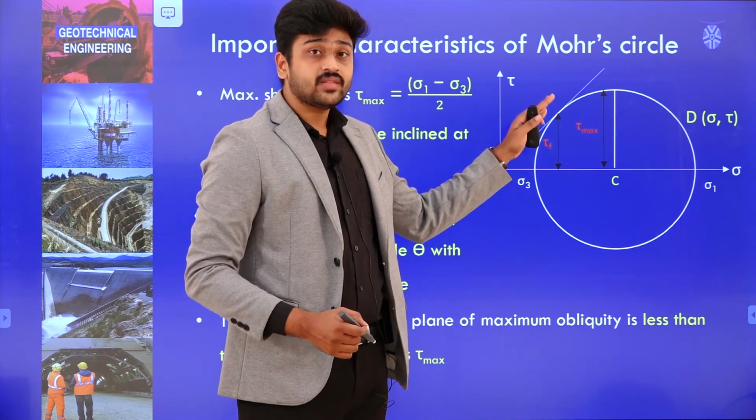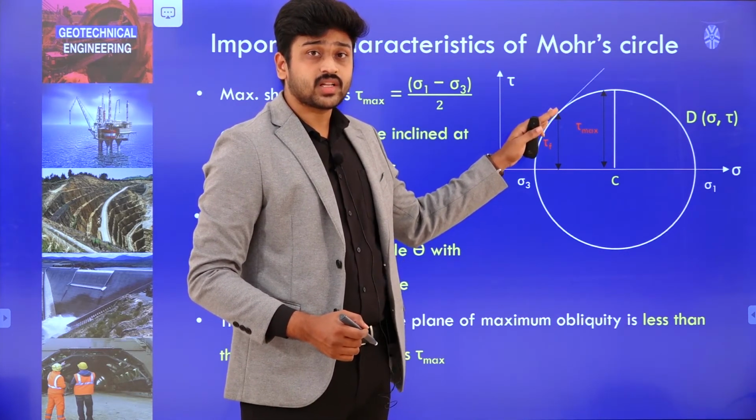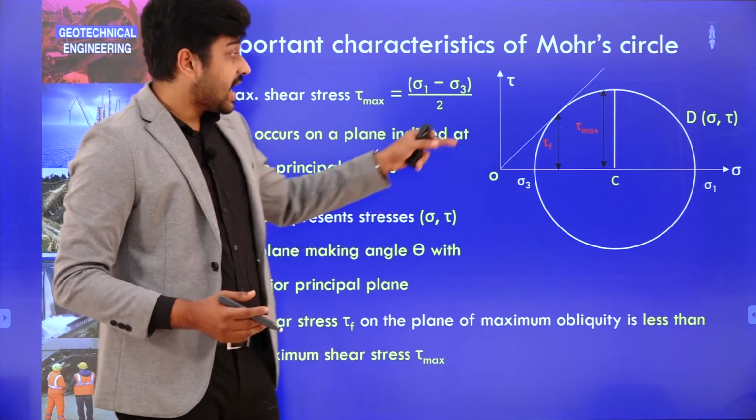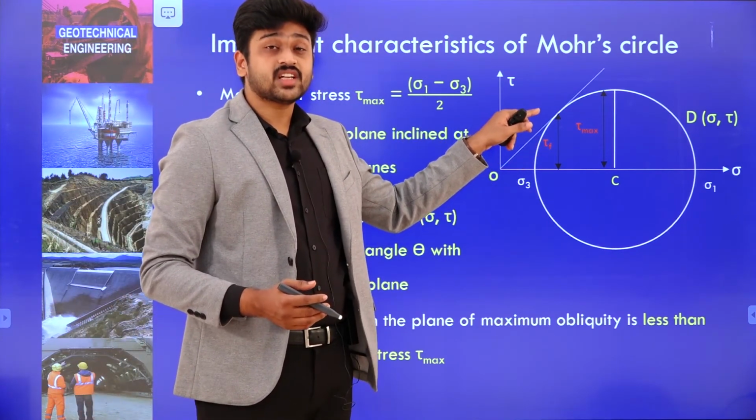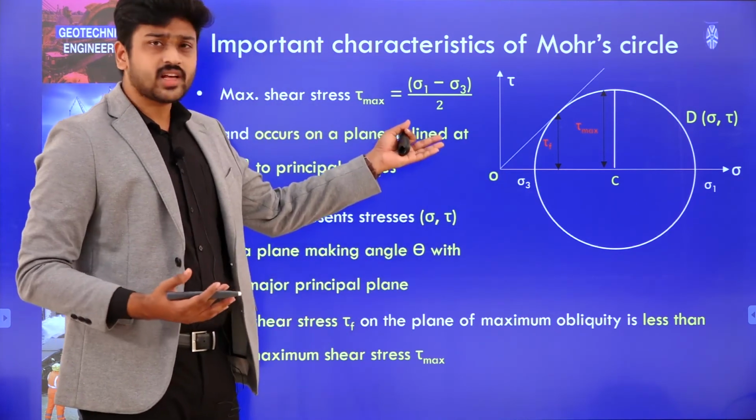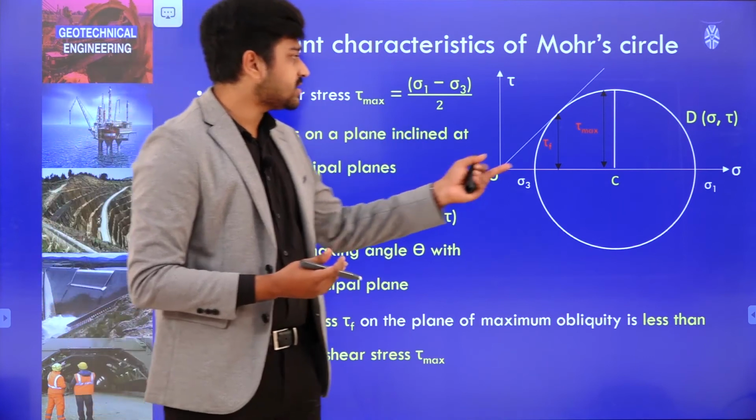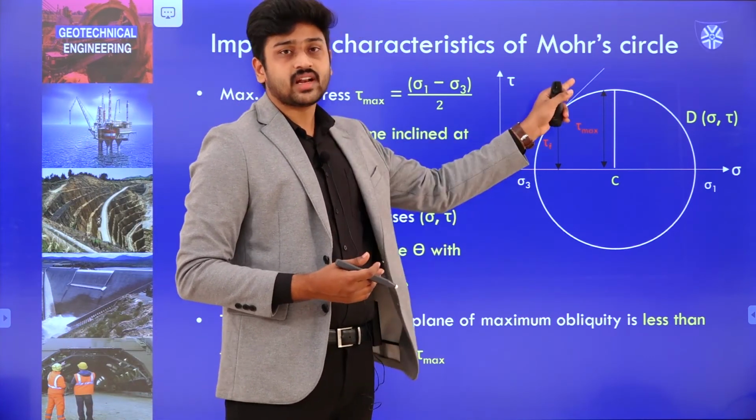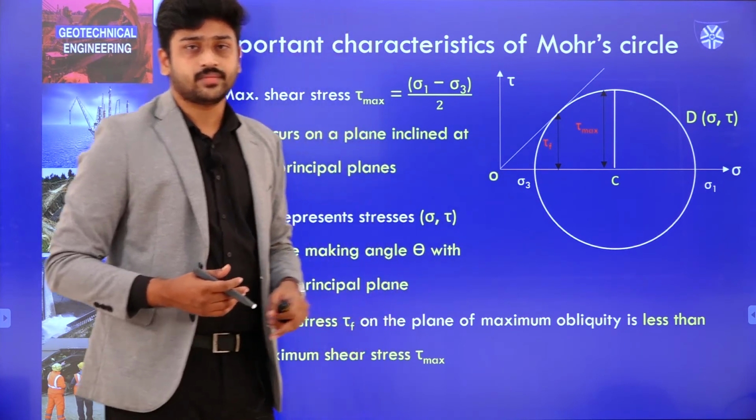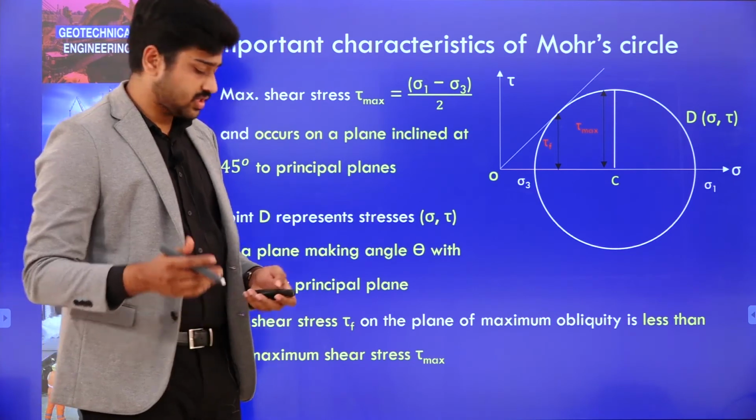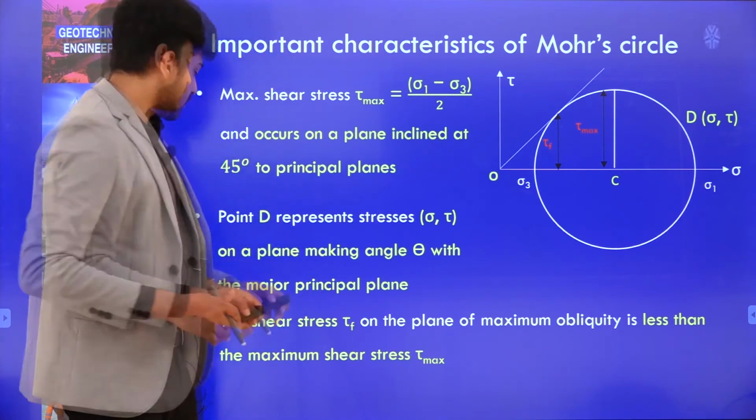And this plane, which is tangential to this particular Mohr circle, is known as the plane of obliquity, and this particular plane having shear stress tau f will always be less than tau max. That you can clearly see from our diagram itself, as this will always be less than tau max because it has to pass through the center as well as intersect the circle. Okay. So, that is why tau f is always less than tau max. So, this is one of the important characteristics.